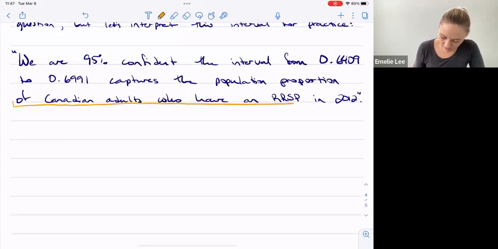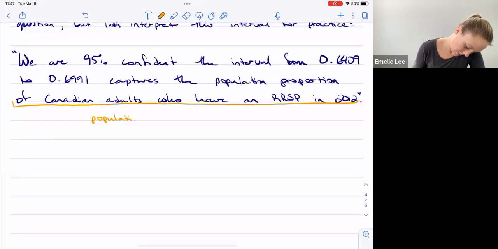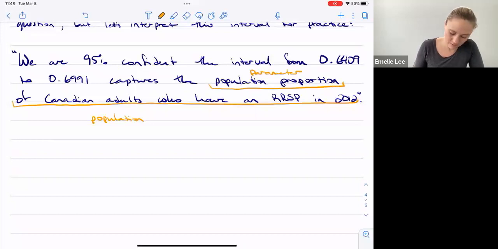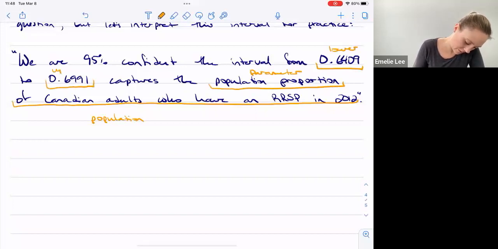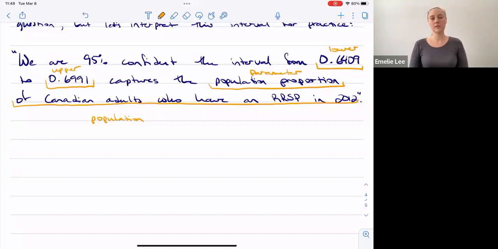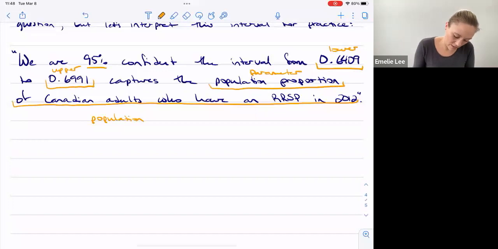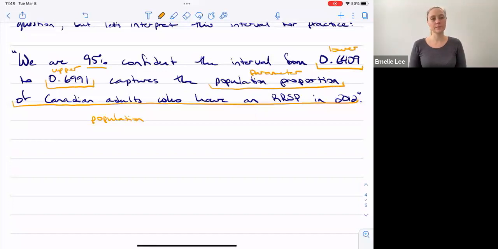So this is the population. This is the parameter that we're interested in. This here is the lower value of your confidence interval, and this is going to be your upper value. Right, so it's got that, and this is the default 95% confidence interval that we built.